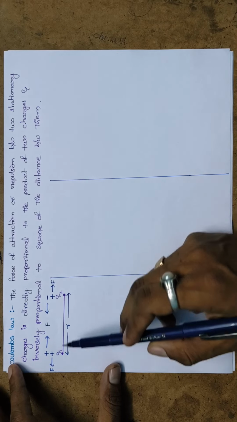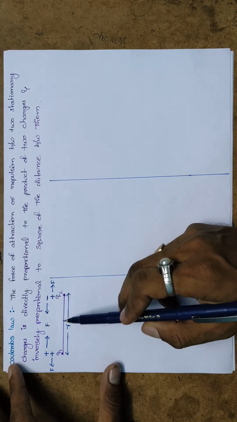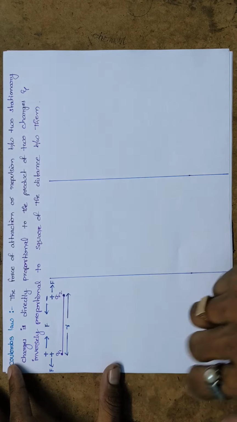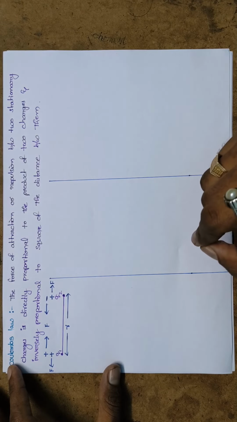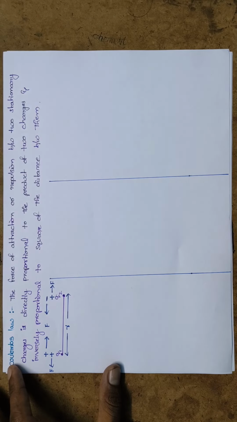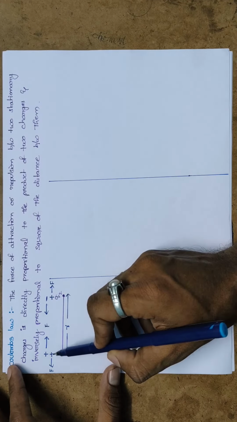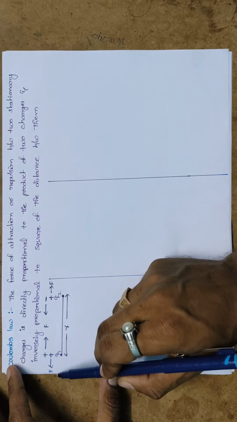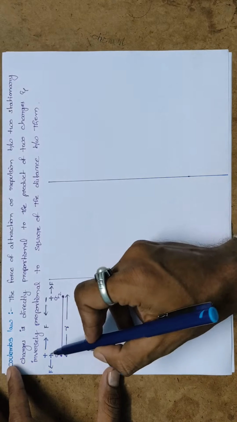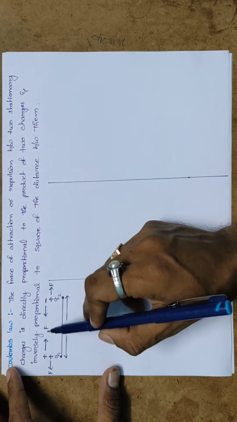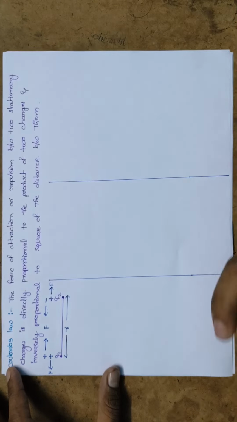We have two charges Q1 and Q2 which are separated by a distance r. I told you already, if any two charges are present at some distance, there must be some force of attraction or repulsion between them. Correct or not? It depends on the nature of the charges. If Q1 is positive and Q2 is also positive, they repel each other. Suppose Q1 is positive and Q2 is negative, there must be a force of attraction. So that is nothing but Coulomb's law.